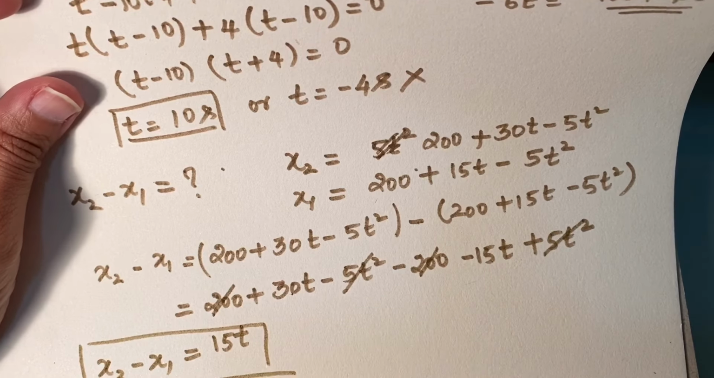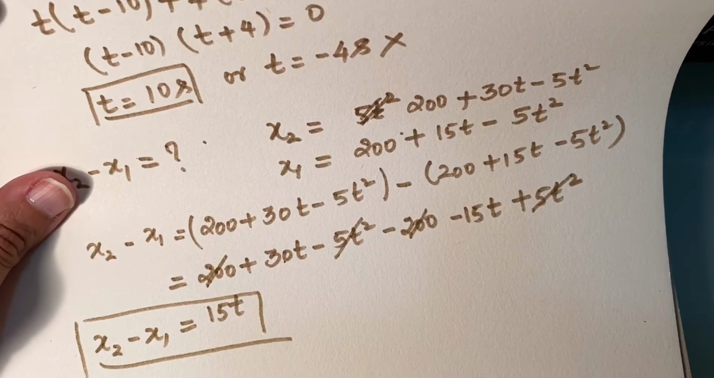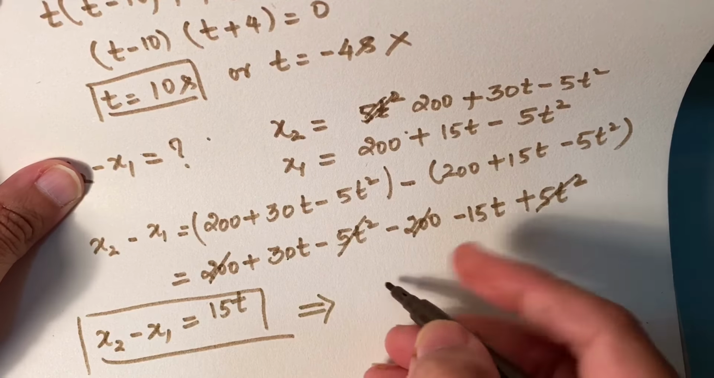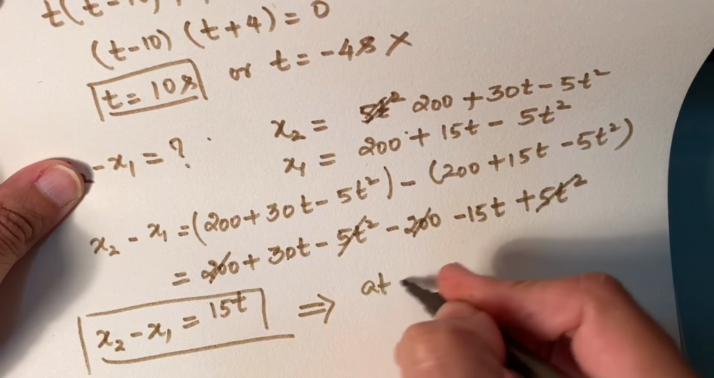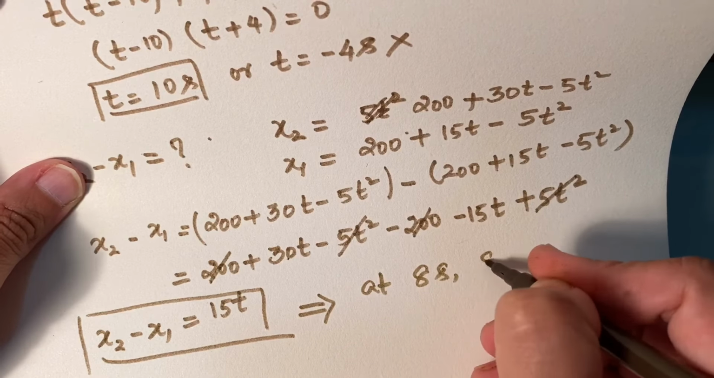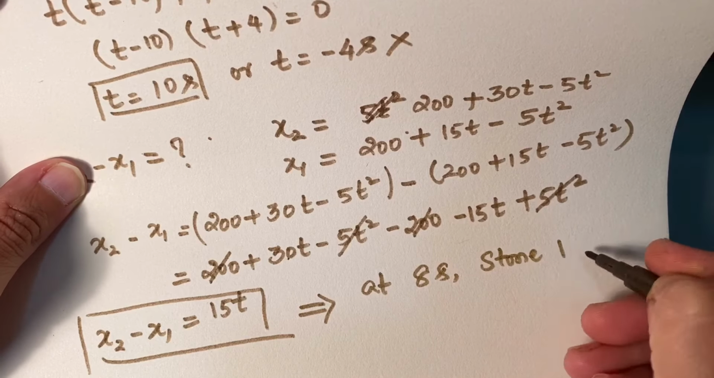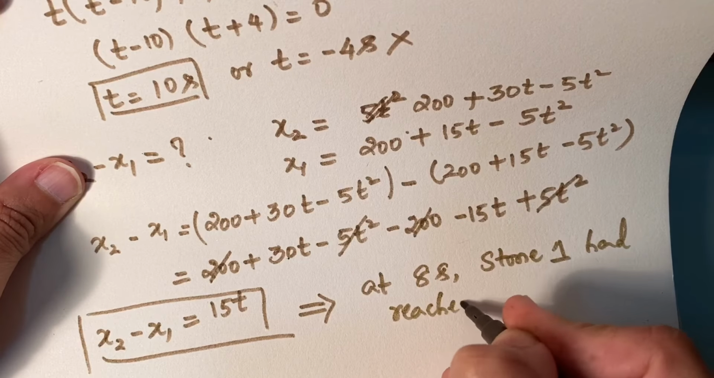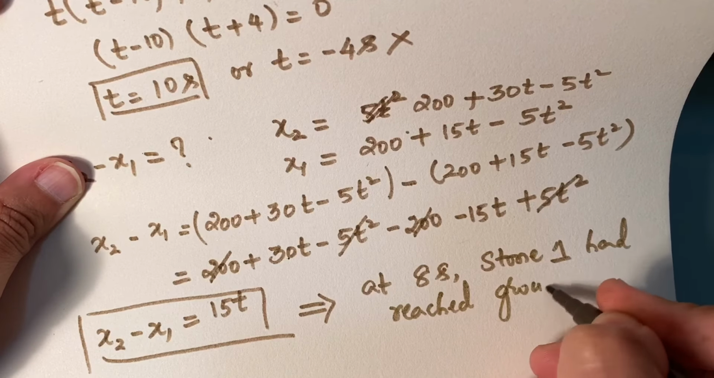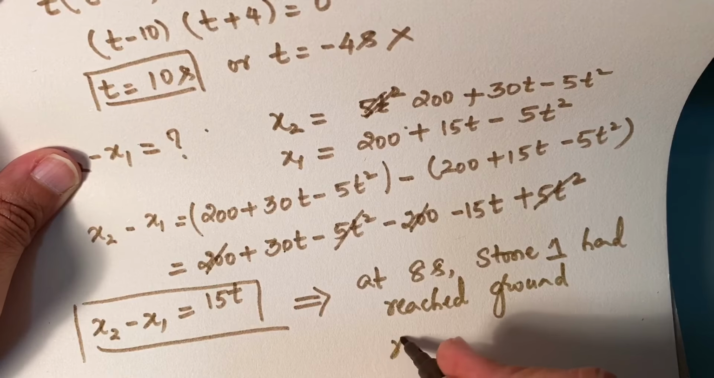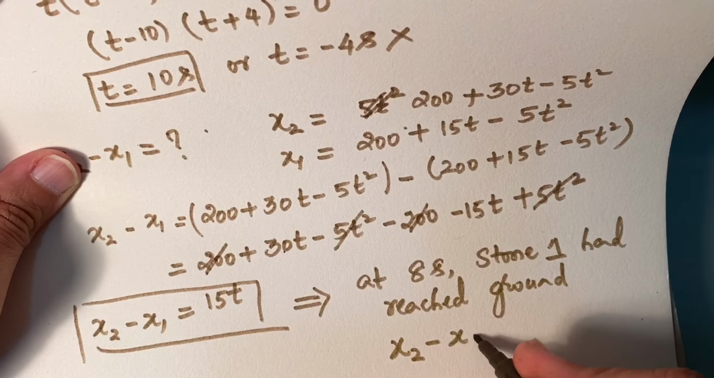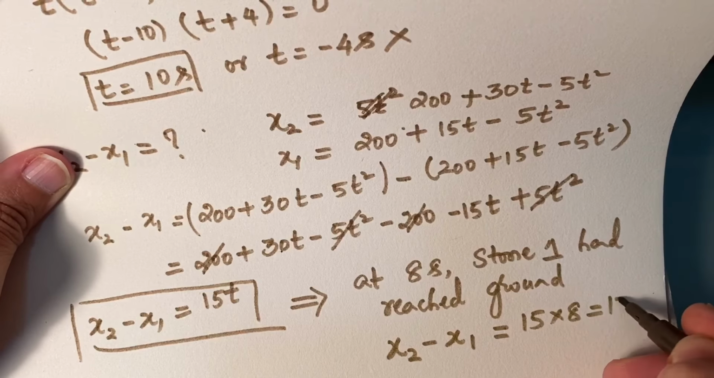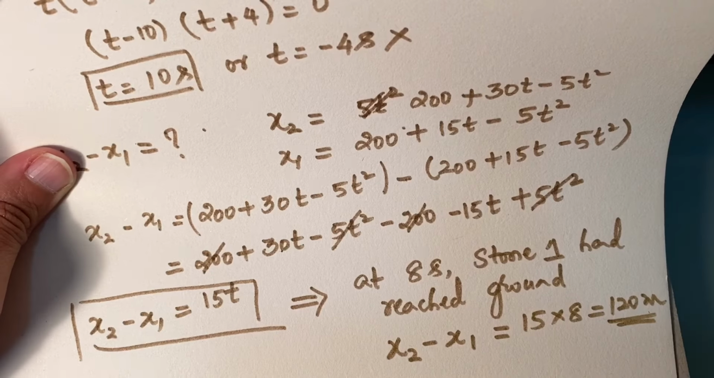Now I know that stone 1 actually took about 8 seconds to reach the ground. So if I substitute that, I can find out the relative position. So at 8 seconds, stone 1 had reached ground. So if I substitute it here, I will know what was the position of stone 2. So x2 minus x1 is 15 into 8. And that ends you up with 120 meters, which is exactly what is given in the graph.